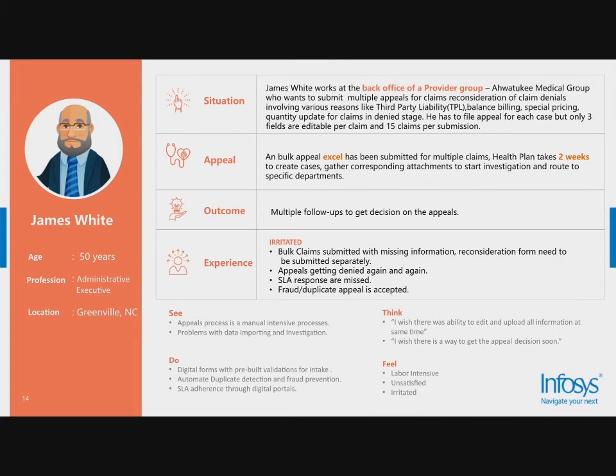And for various reasons, like third-party liability, balance billing, quantity update, etc. James wants to file for an appeal for each case, but only 3 fields are editable per claim, and he can only submit for 15 claims per submission. He submits the details in the spreadsheet to the plans, only to realize that the plans create 1 case per claim and route them to different departments based on the denial reasons. So now tracking becomes difficult for him.